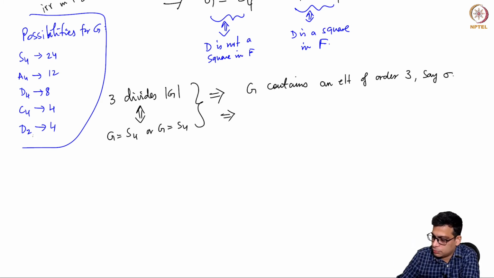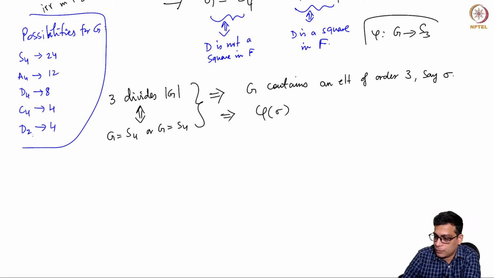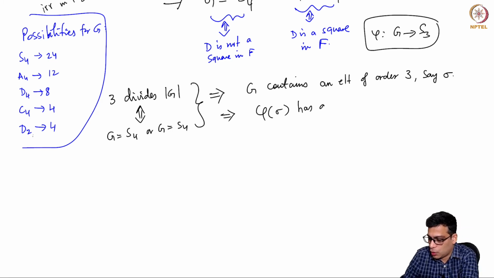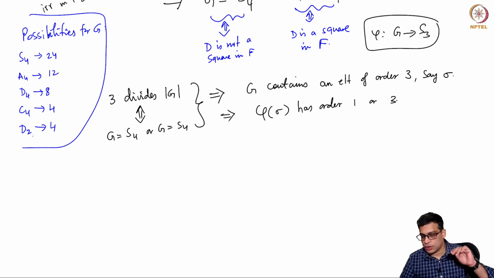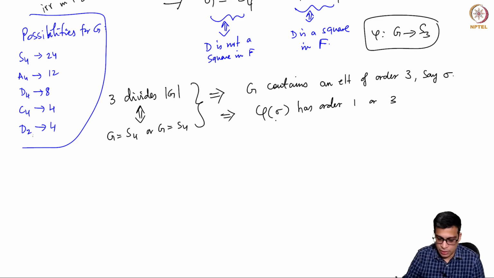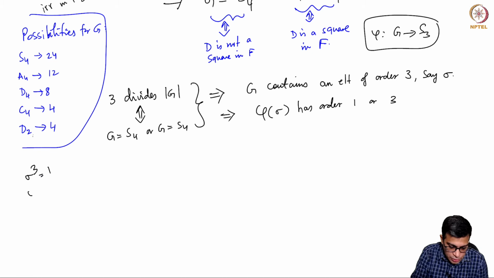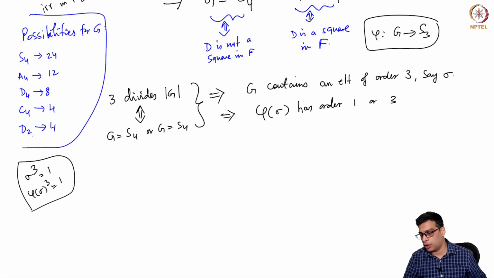That means say sigma has order 3. So phi of sigma, where phi is the map from G to S3, has order 1 or 3, because the order of the image of an element divides the order of that element. So basically sigma cubed is identity. So phi of sigma cubed is identity. That means phi of sigma has order 1 or order 3.